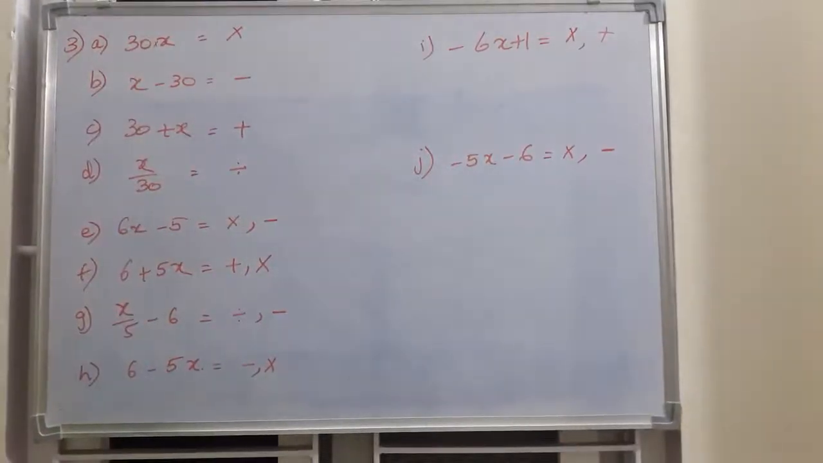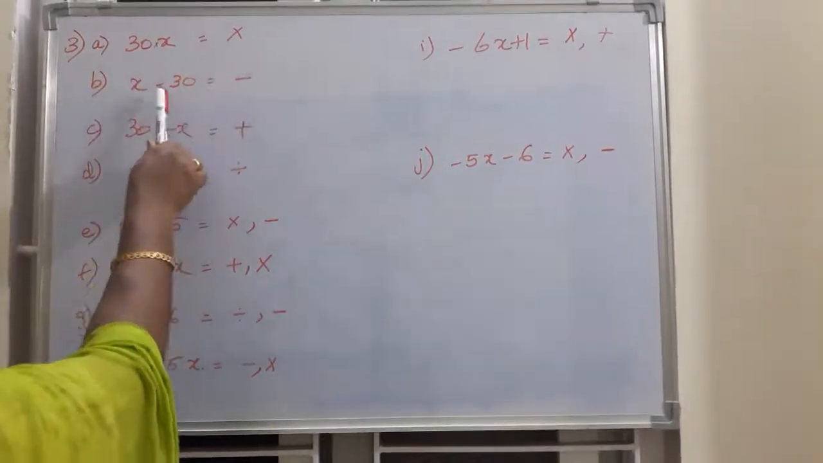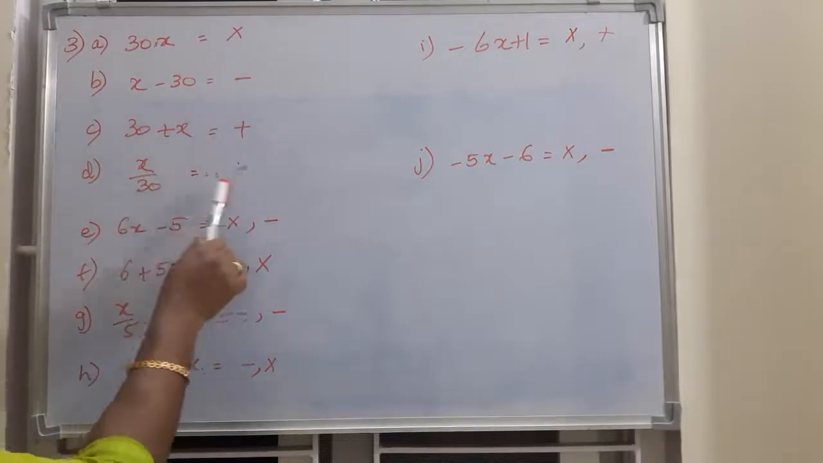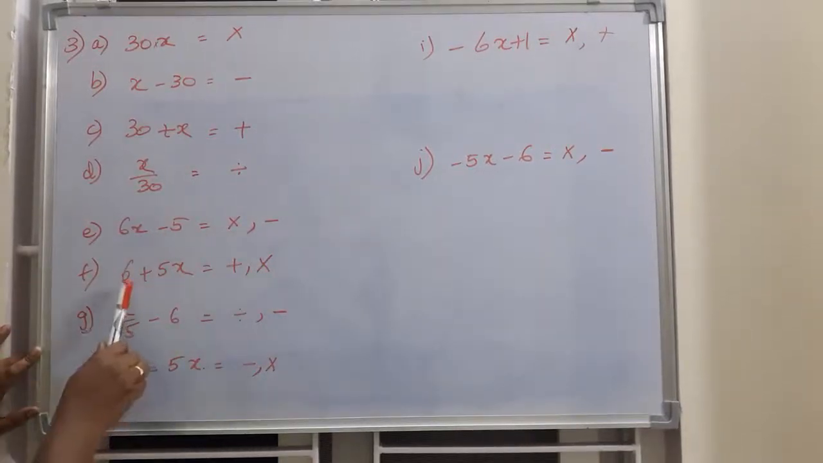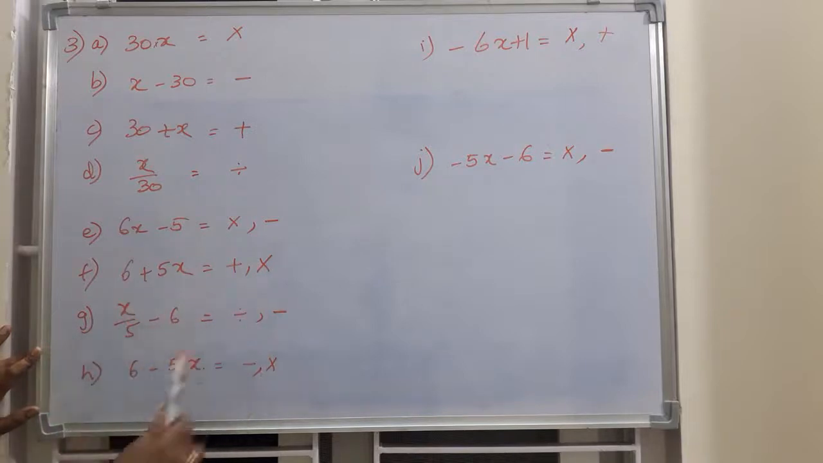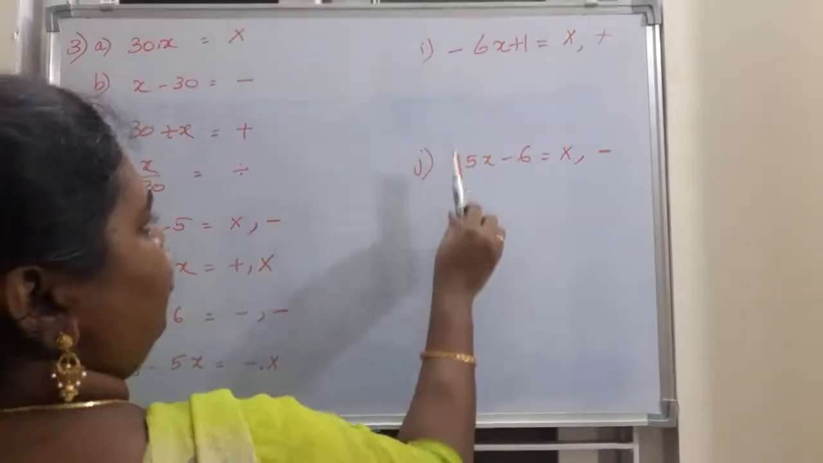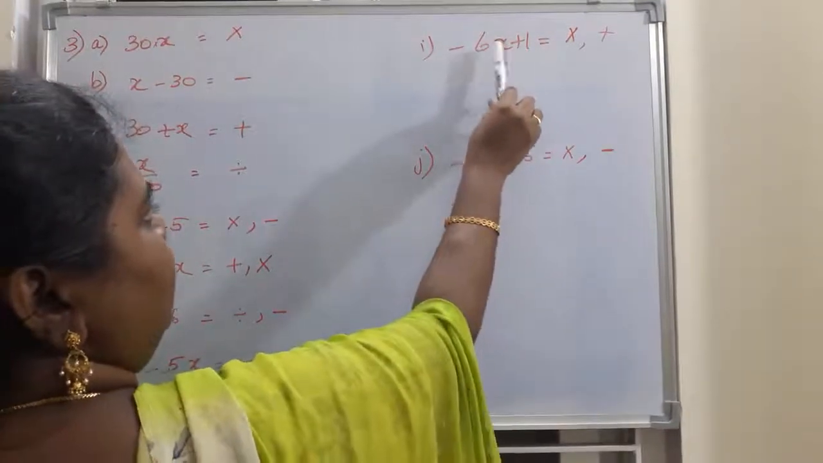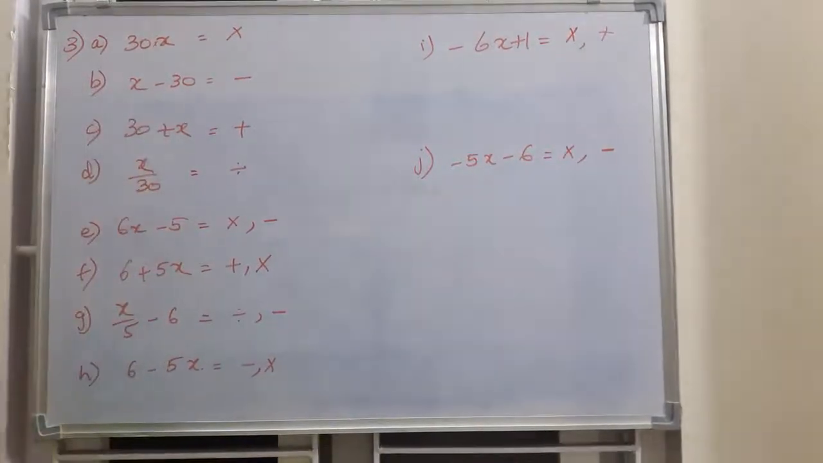Okay children? So check once again. A bit, 30x means 30 into x: multiplication, subtraction, addition, division. 6x is multiplication, subtraction, addition, multiplication, division, subtraction, subtraction, multiplication. These two only you have to see a bit carefully. Front symbols you shouldn't count, only the middle symbols, and these 6x is multiplication, addition, multiplication, subtraction. Okay children? So let us continue the next sum.